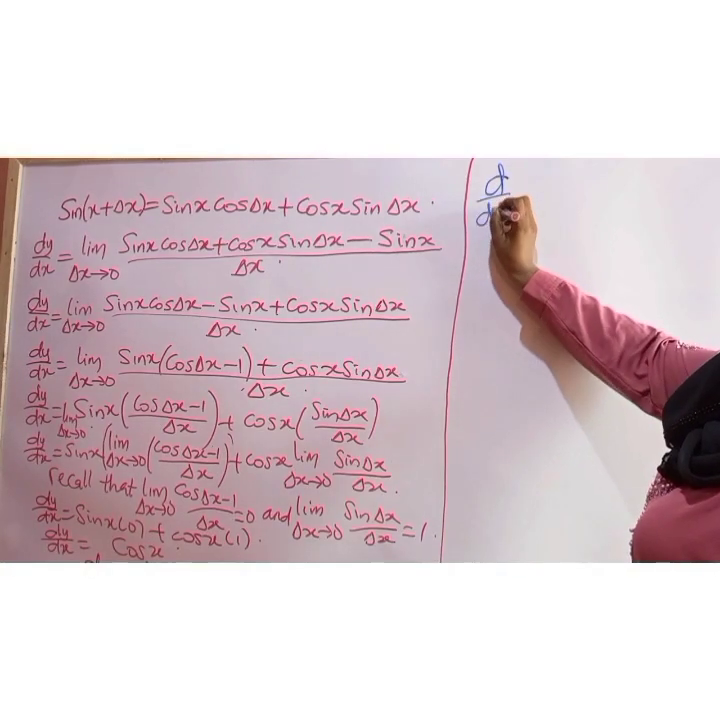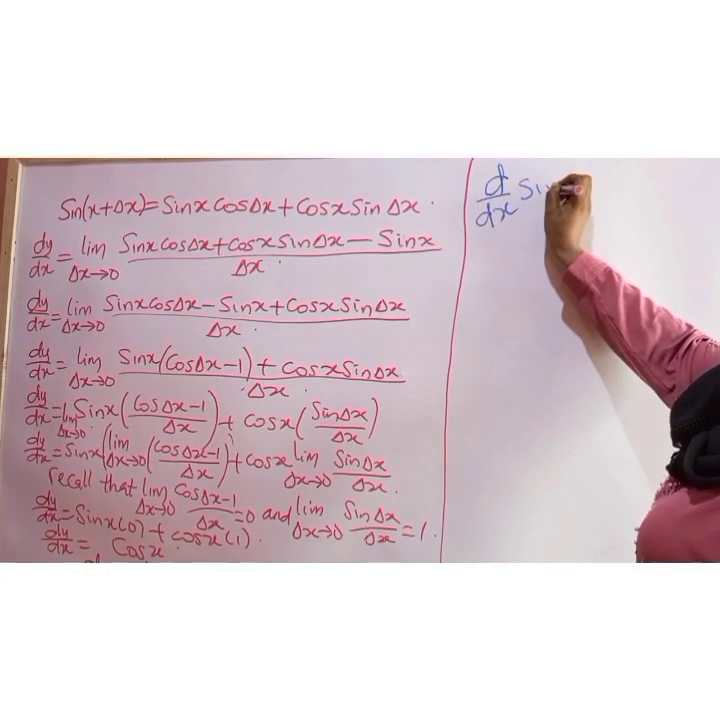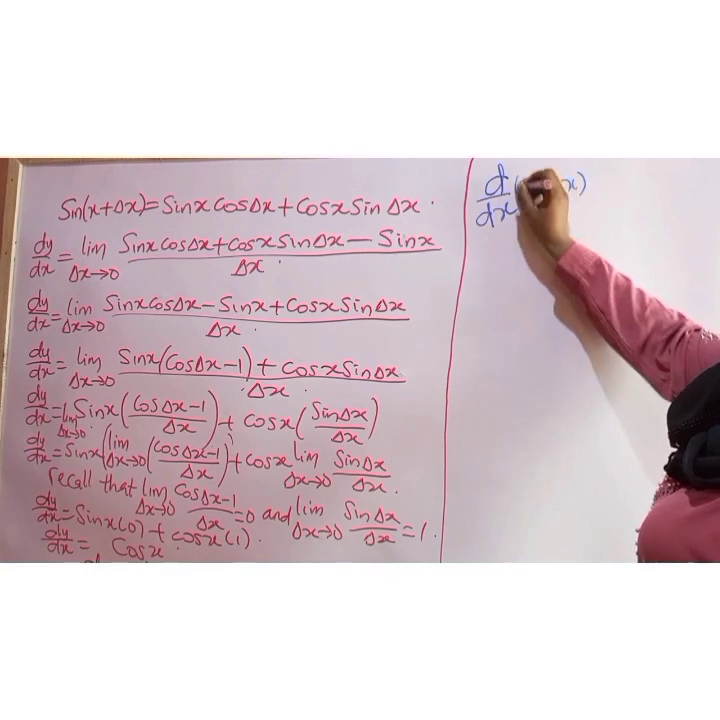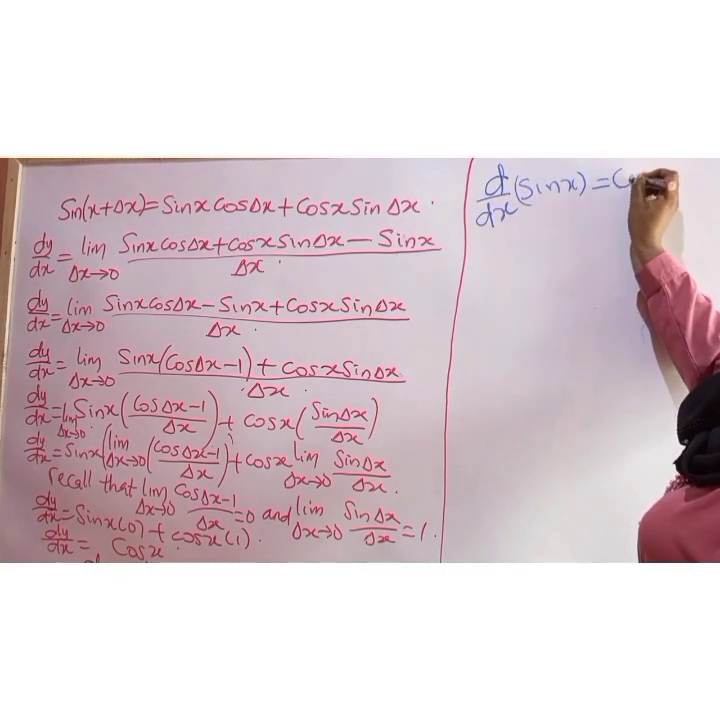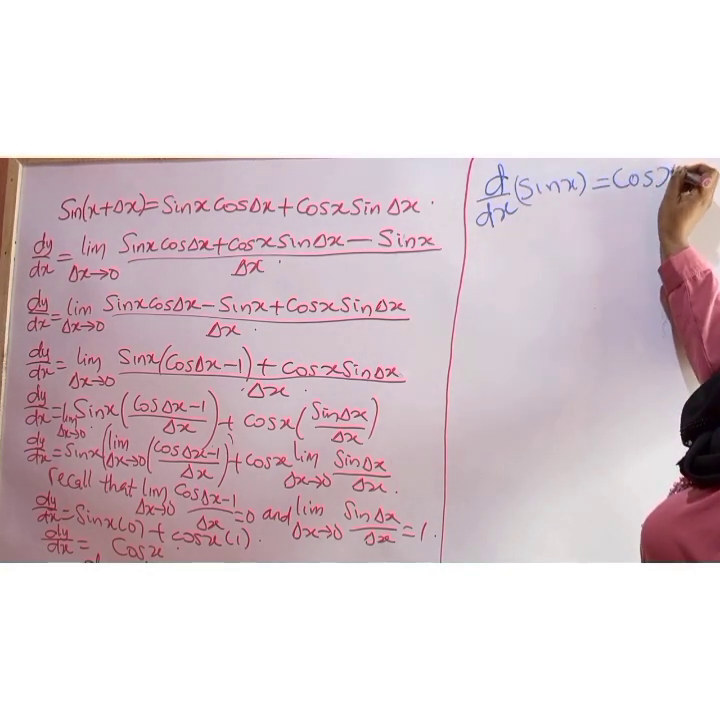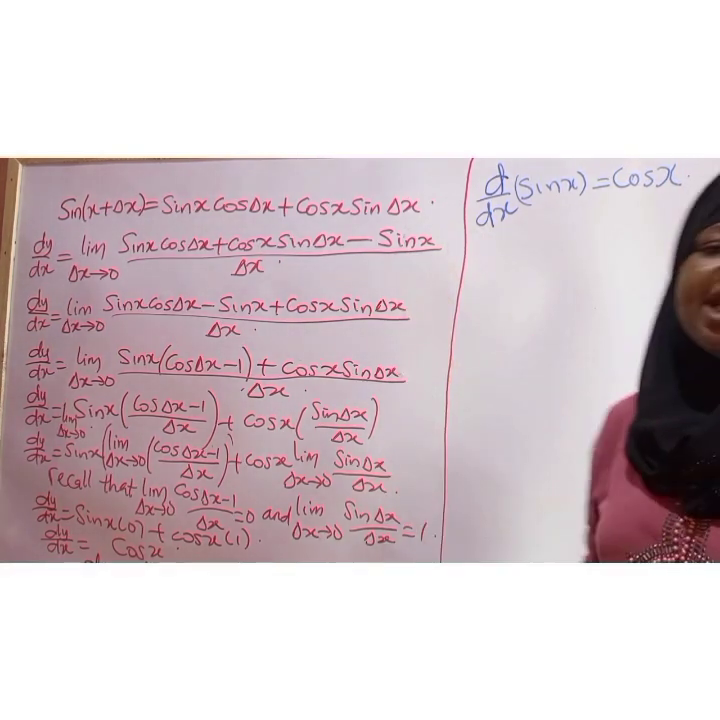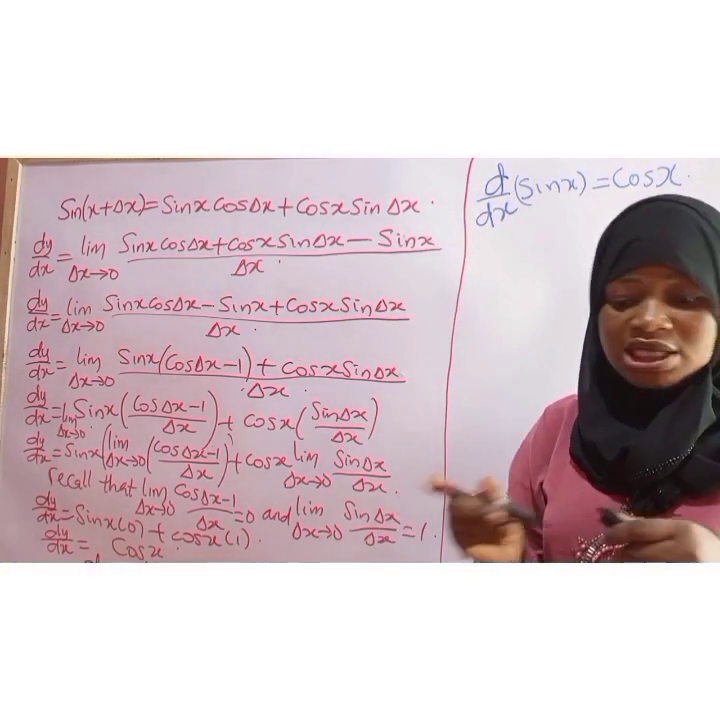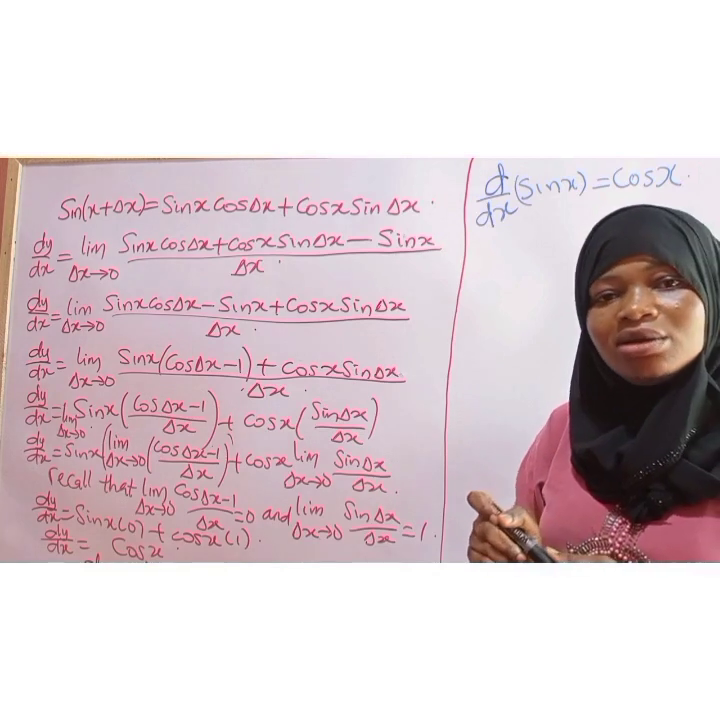Derivative of sine x is equal to cos x. That is how to find it. You can see it is not difficult to do at all.